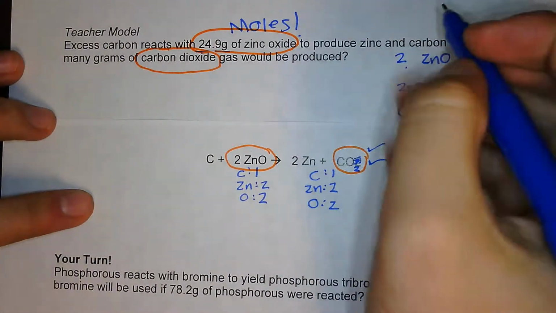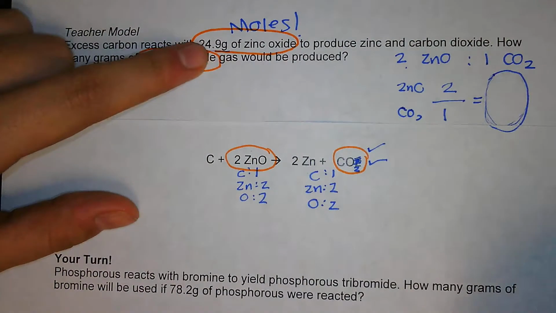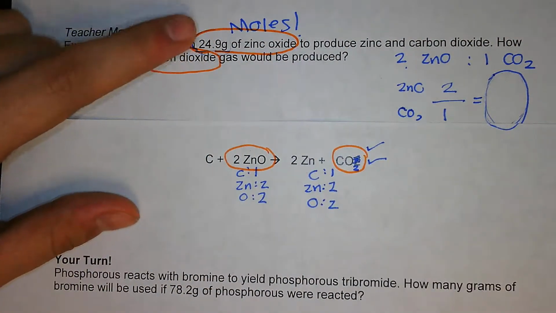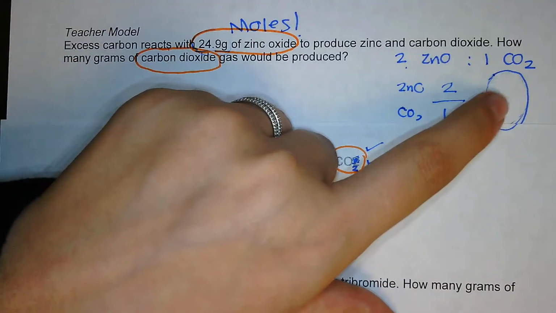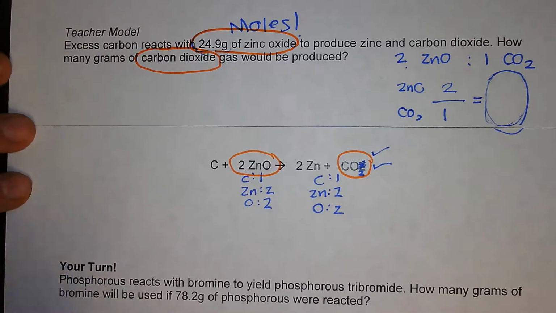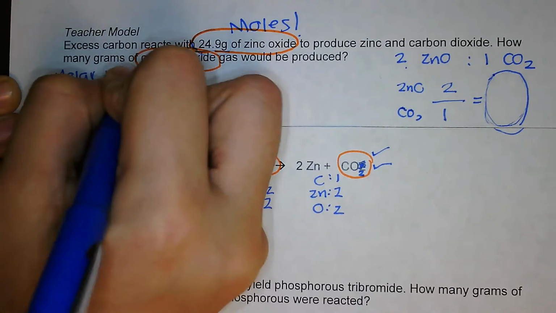That is because you still don't have your moles for zinc oxide. You only have mass. So you have to go from mass to moles of zinc oxide so that you can solve this little equation here. So what does that mean? That means you have to find the molar mass of zinc oxide.